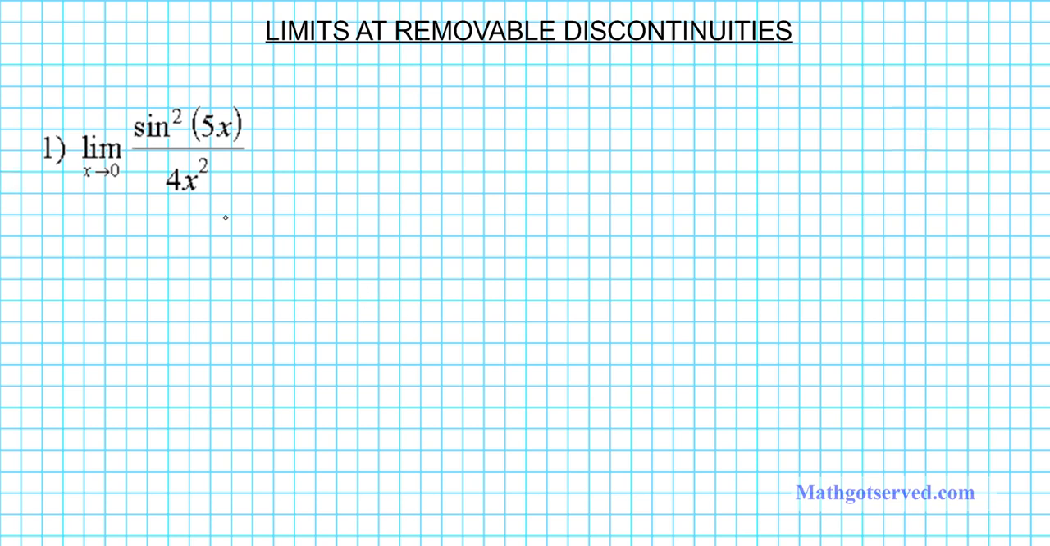We're to find the limit as x approaches 0 of sine squared of 5x divided by 4x squared.